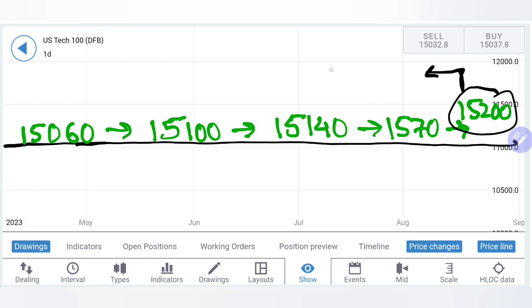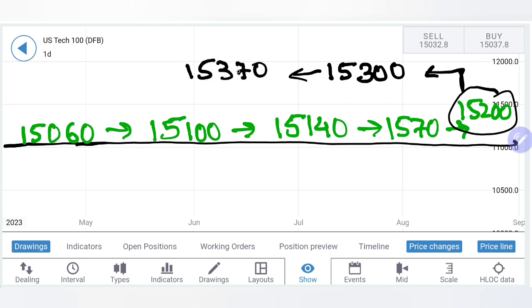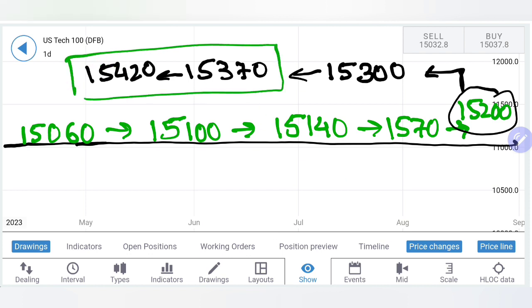Only if it stays beyond 15200, the possibility for it to hit 15300 will exist strongly, and then 15370, 15420. Now this is the zone which it has to pass. Only and only if Tech 100 is seen trading above 15420, you can expect that it is a reversal and it is going to fly high. Else, in all means, every retracement till towards 15400 is an opportunity for you to stay short. There is a possibility for it to continue with the downward move.